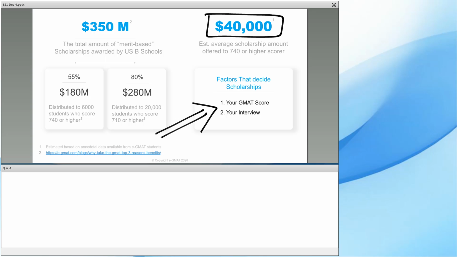Suraj asks, when can we update the scores? Can I update one day before the deadline? You can actually update the score even before applying. You can update the score till a day before you actually receive your decisions.